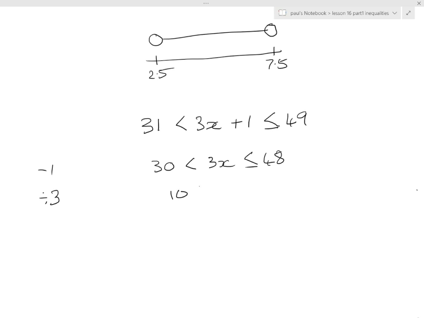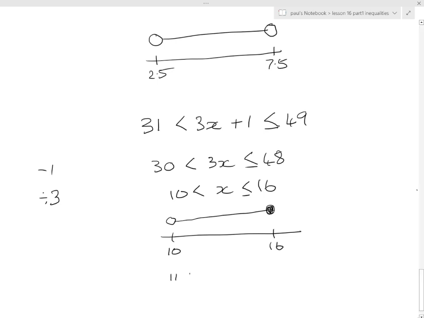So this would be 10, x, 16. And on the number line, we'd have 10 there, open dot, and 16 up there, closed dot, and there's the thing on the number line, and all the possible values of x as integers would be 11, 12, 13, 14, 15, and including 16.